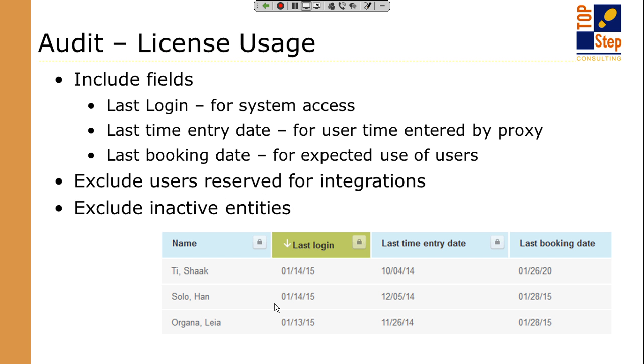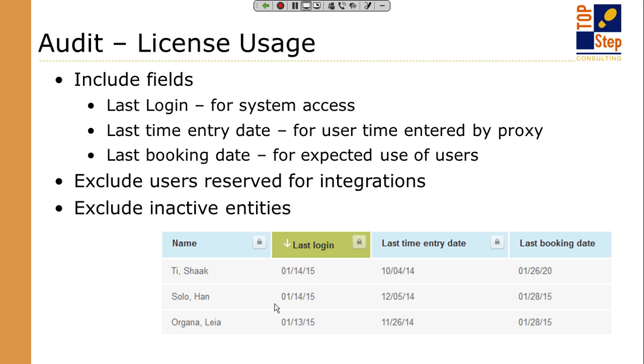So for example, the license usage audit that I always recommend, I include 3 fields besides the username. Okay, last login, which is pretty popular, but that doesn't tell the whole story. There are times where an entire user account can have nothing but time entered by someone by proxy.